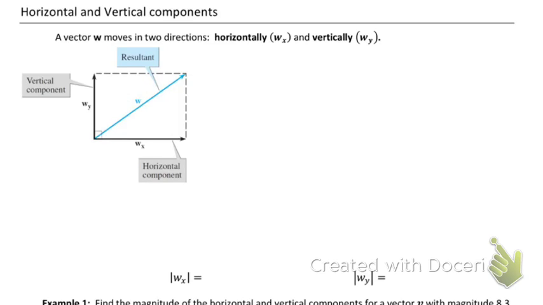All right, guys. The next thing we're going to work on is horizontal and vertical components. We're putting a lot of words to things that we already know exist. Your vertical and horizontal components. A vector W moves in two directions. Horizontally, W sub x, and vertically, W sub y.